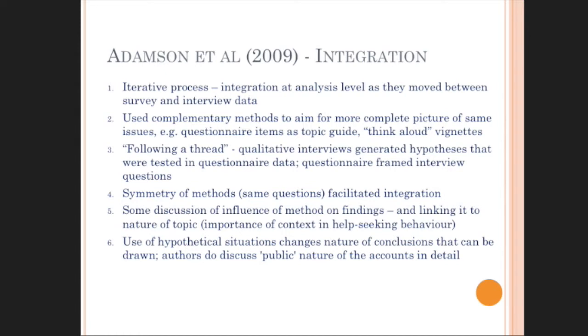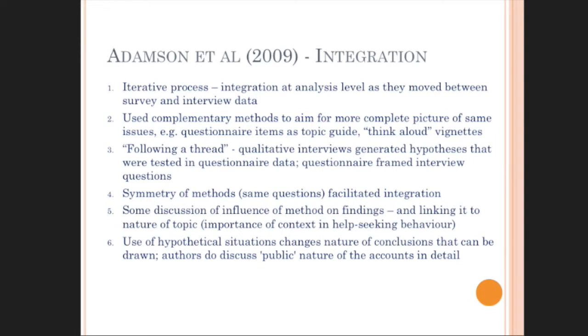And at the end, I thought, because they use vignettes, I think they try to use vignettes in a sense because they allow people a bit of distance from reporting on their own behaviours, which of course can be quite problematic, and they're trying to access people's public views on the issue of service use.